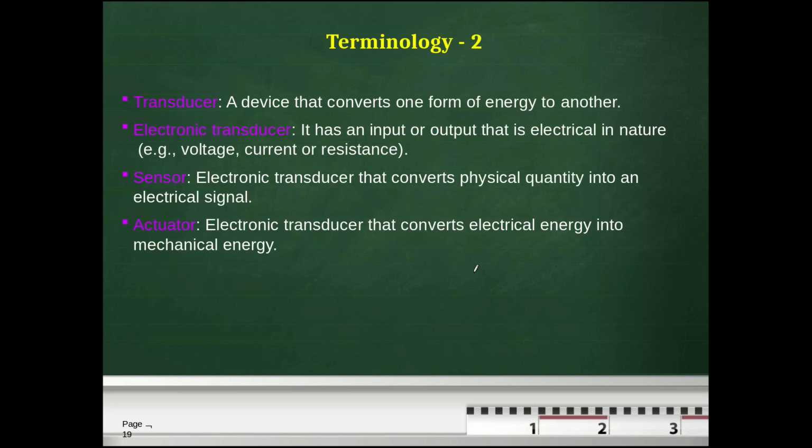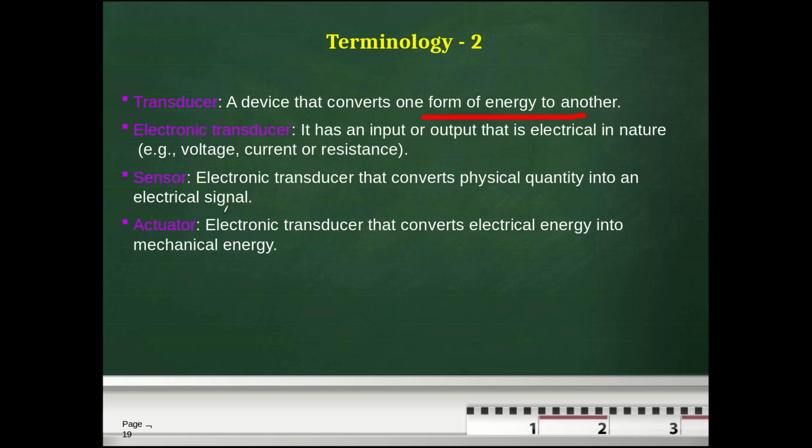That's it. So now the transducer: a transducer is an instrument that converts one form of energy to another. An electronic transducer has input or output that is electrical in nature, and gives you on the other side mechanical, for example, or temperature or whatever. A sensor, like I said, is an electronic transducer that converts some physical quantity, temperature for example, to an electrical signal.